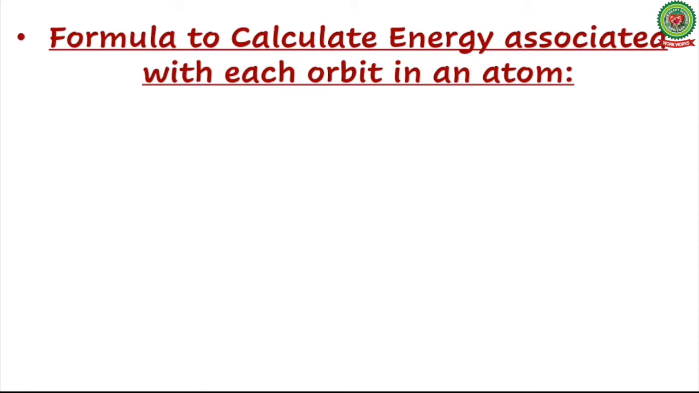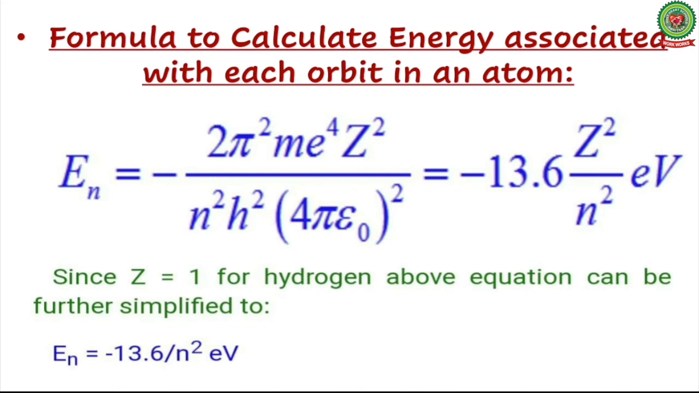The second thing that we can calculate is the energy associated with each orbit. That also will be using the formula, minus 2 pi square m e raised to 4 Z square upon n square h square into 4 pi epsilon naught the whole square. Now these are all constants, so when we substitute the values, the value comes out to be 13.6. So the formula that we can use to calculate the energy associated with each orbit is minus 13.6 Z square upon n square electron volt. As you know now, Z is the atomic number of the atom and n is the principal quantum number of the orbit.